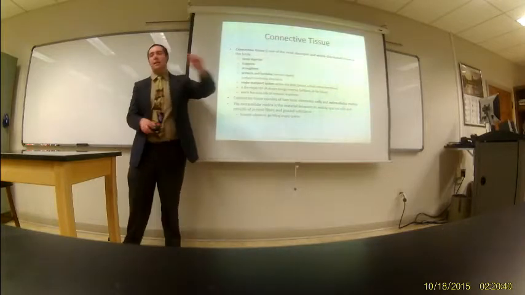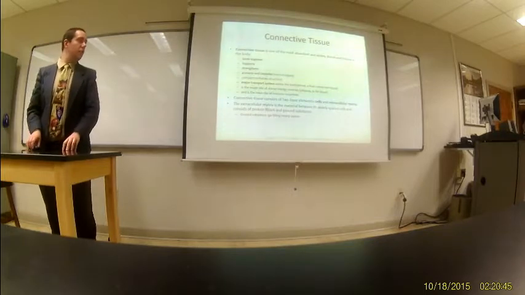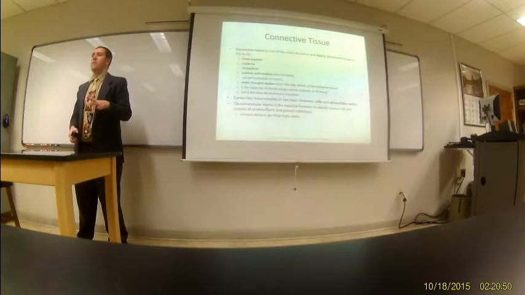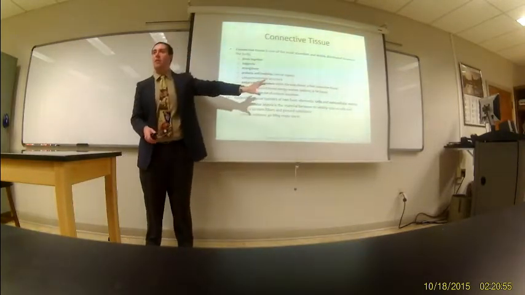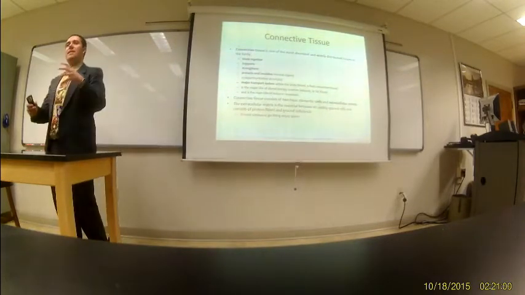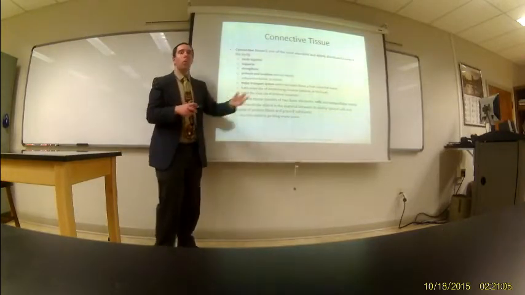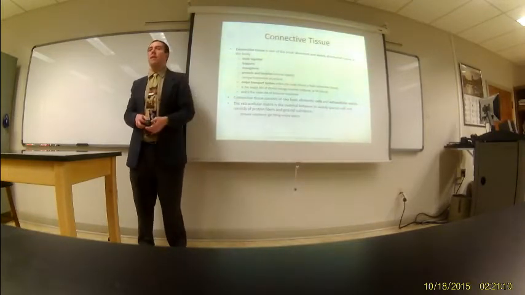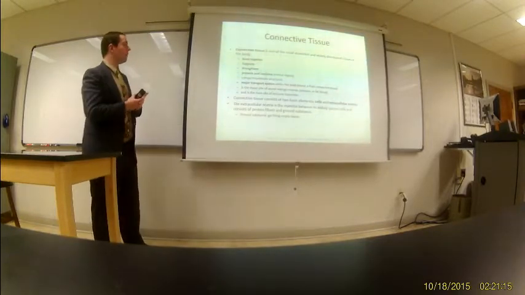So the second type of tissue that we need to talk about today is connective tissue. And the connective tissue is everywhere in our body. All these epithelial tissues that we have are basically held together by connective tissue. And all the muscle tissue and the nervous tissue is held together by connective tissue. The connective tissue has a whole bunch of different functions. Number one being binding things together. Like I said, it is the glue that holds us together.